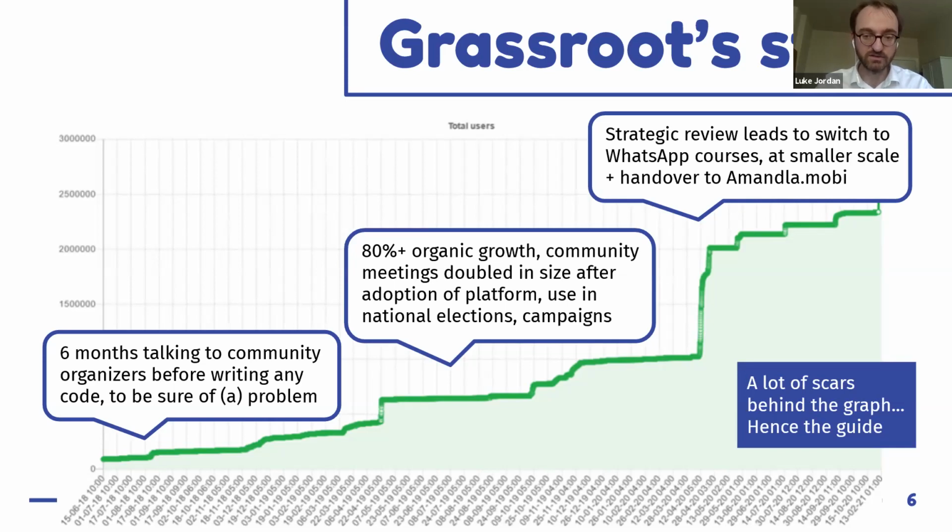However, despite a lot of this rapid growth, we did a strategic review where we found that although we were dealing with a problem that was meaningful and people were adopting the platform, it wasn't always solving the ultimate problem that we cared about. And so we switched to a very low technology form of running courses over WhatsApp, which is what we worked with the MIT GovLab on. And then the large scale platform, we handed over to Amandla.Mobi, who's a large campaigning organization in South Africa.